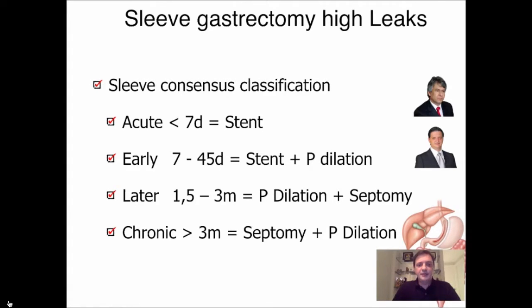When it comes to the later leaks and chronic leaks, the approach for us is to perform a septotomy, which we will describe for you, and pneumatic dilation. We can exchange the order: pneumatic dilation then septotomy, or septotomy then pneumatic dilation. It is done in a stepwise approach, in sessions every 7 to 10 days up to healing. In general, 2 or 3 sessions are enough to close those late and chronic leaks.